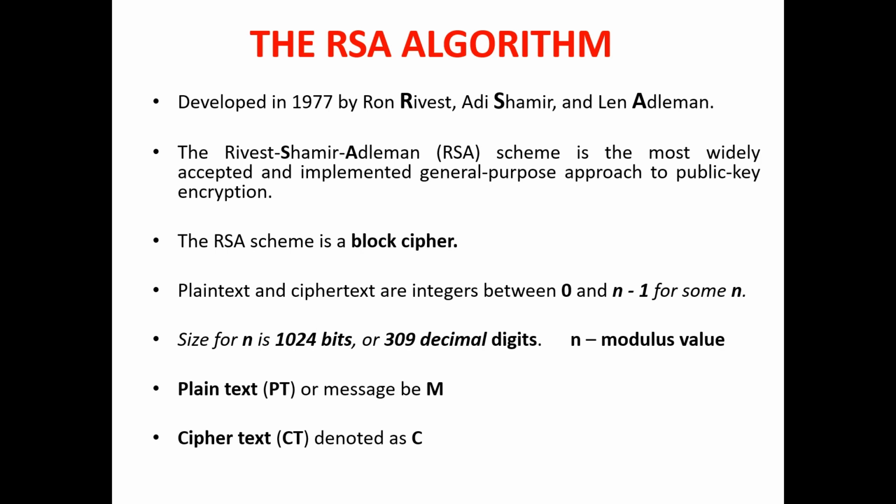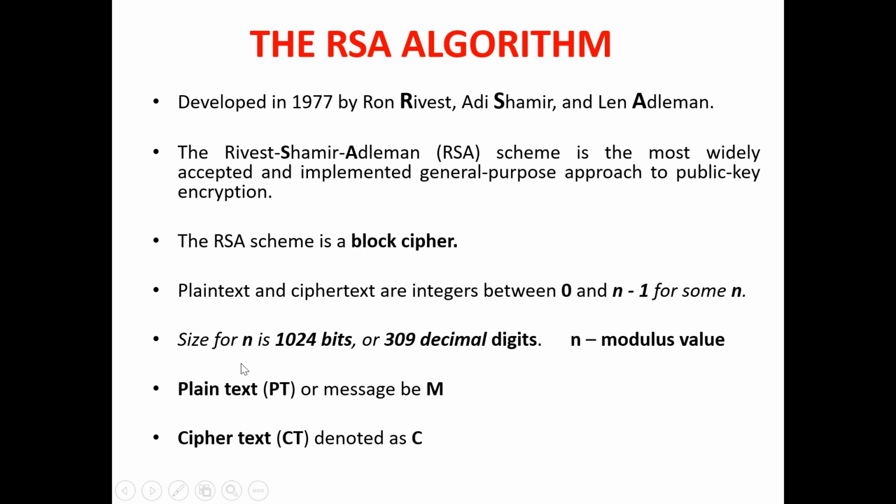Hi. After that, for hello, I'll take the next 2 characters, he, next ll, next oh, something like that. So we are going to encrypt the entire block. That is called as what? Block cipher. Here, plain text and ciphertext are integers between 0 and n minus 1 for some value of n.